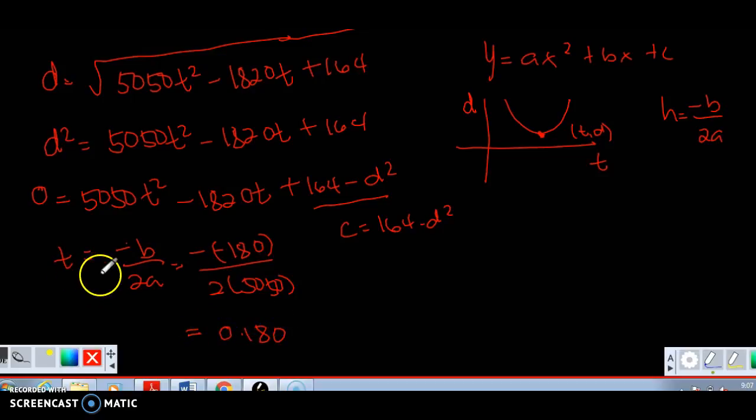Since this is time, the unit will be seconds. So this means it'll take 0.18 seconds for the truck and the car to reach the shortest or minimum distance. And of course, if you wanted to find your distance, you just substitute this time in this formula because that's your distance. Okay, I hope this helps.